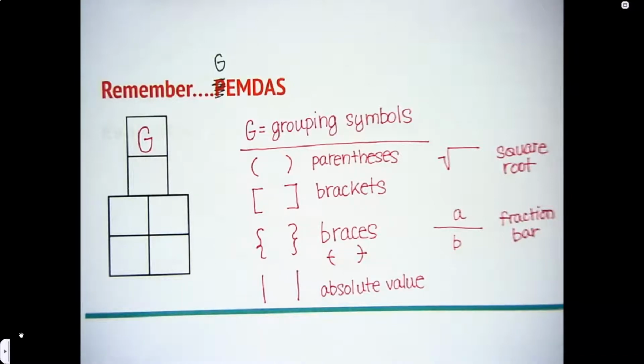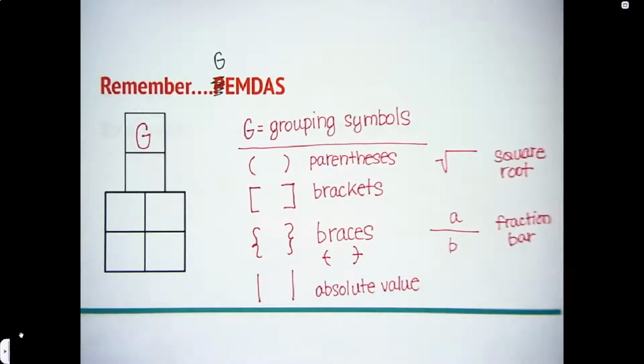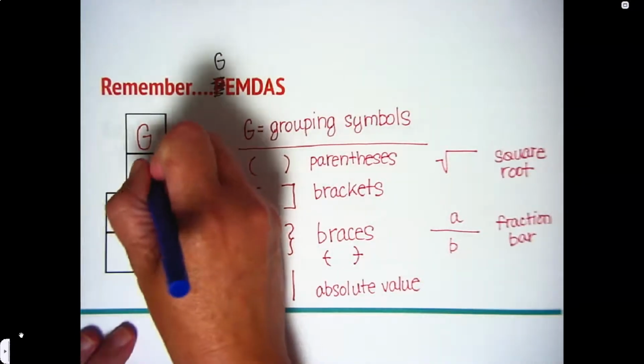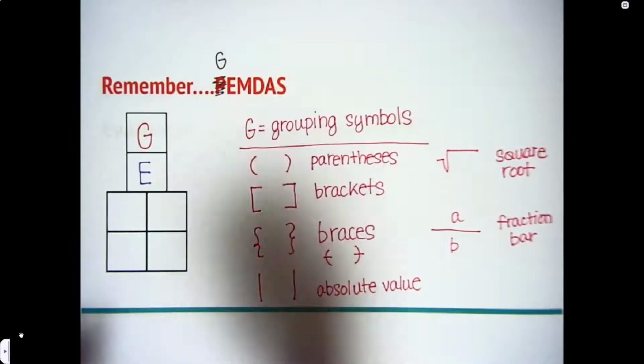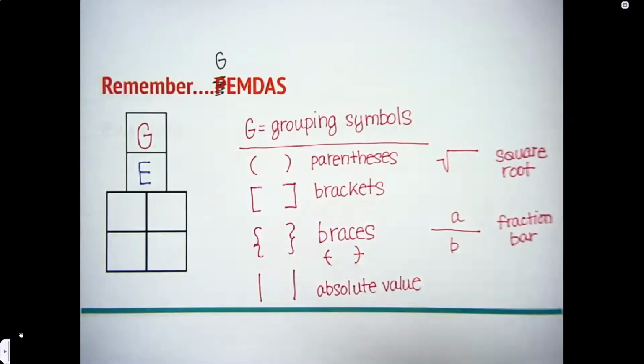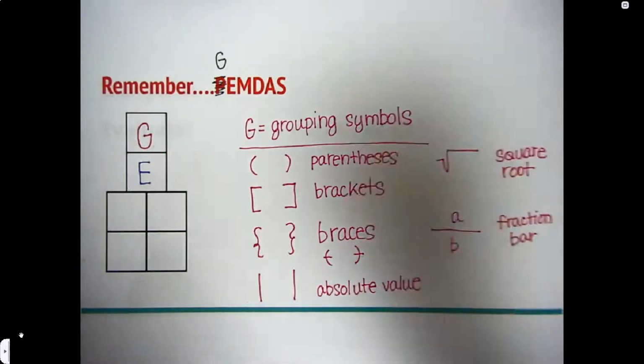Okay, so we are going to change our P to a G so that we can understand that the top priority in any numerical expression is to do any type of grouping symbol that we see there. Okay, now let's fill in these other letters. The next level on our pyramid is going to be the exponents. So they have the second most important priority in our problem.